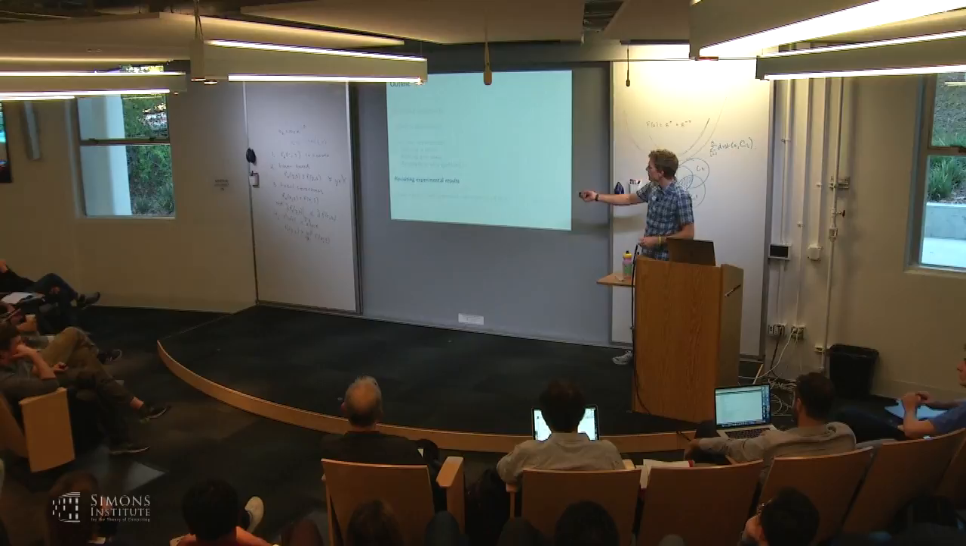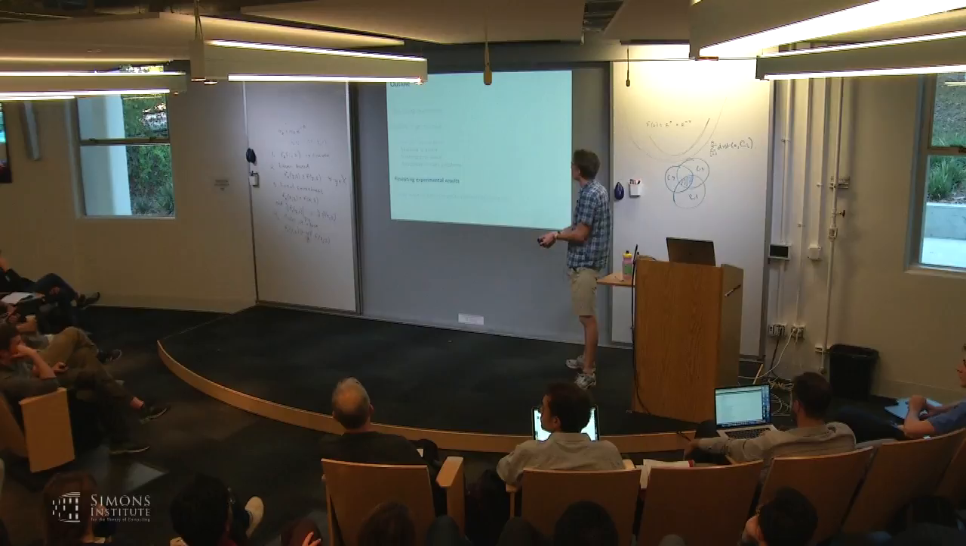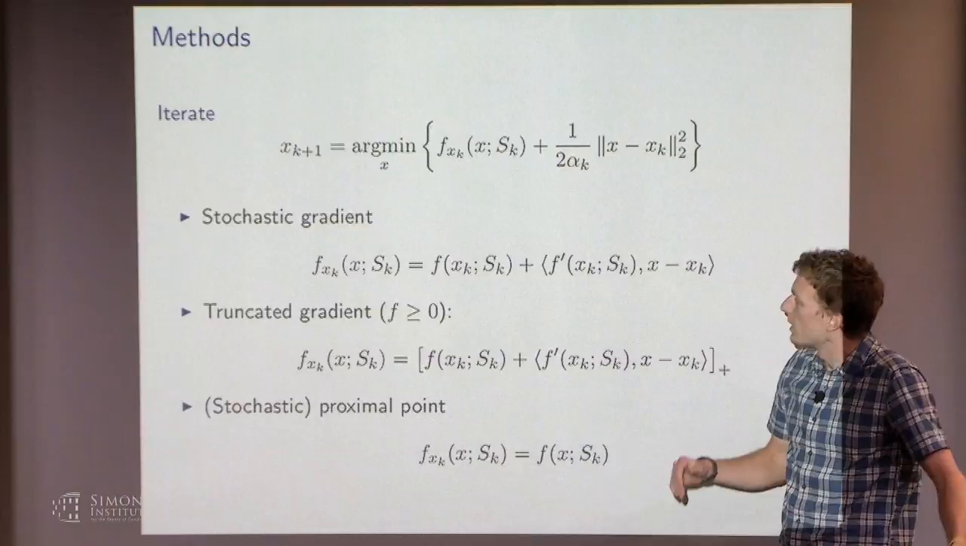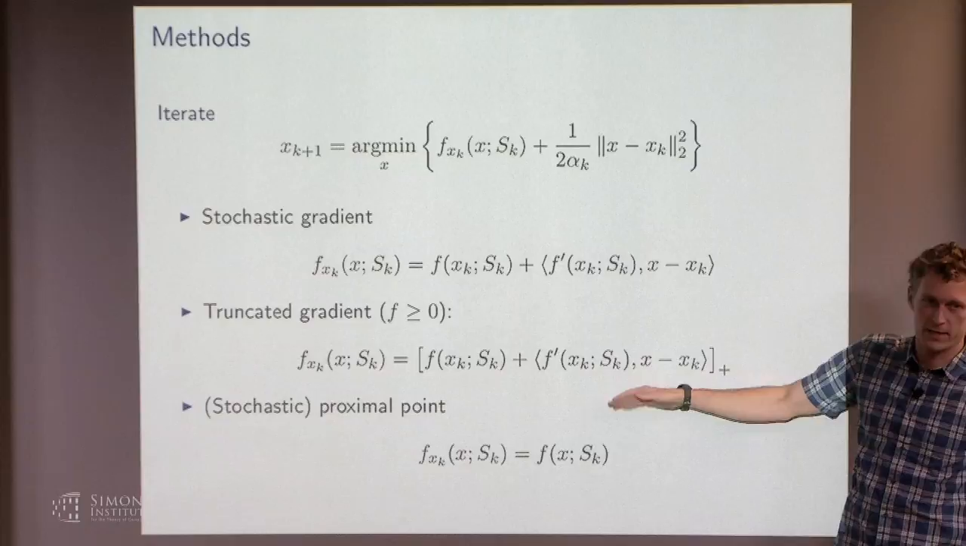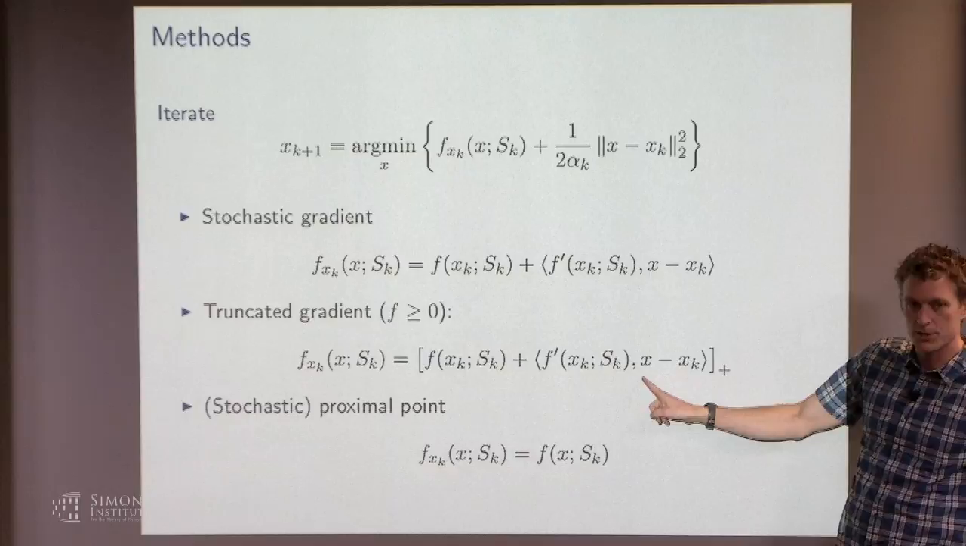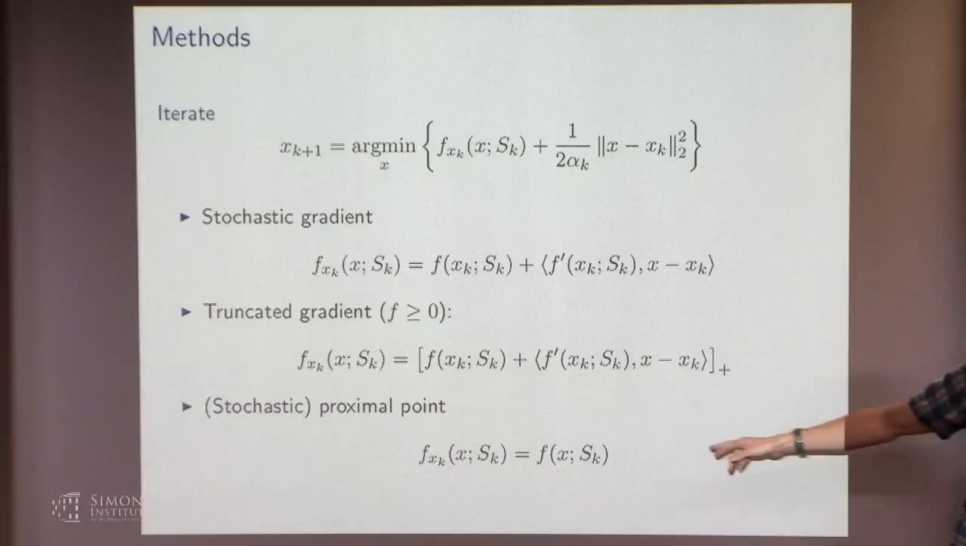Yeah. All right, so let's revisit some of these experimental results just so we can understand them more in the context of the results I've been talking about. So remember, we're iteratively minimizing our random model, and we're going to compare three methods. One is stochastic gradient. One is this truncated method where I'm like, okay, my function is non-negative, so I'm just going to take the positive part of my linear approximation. And the last one is I'm actually going to run the full stochastic proximal point method, so I'm going to solve the full update exactly. All right, so we're going to compare these three.